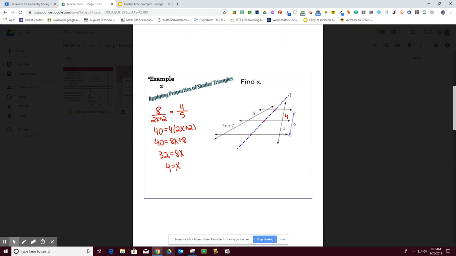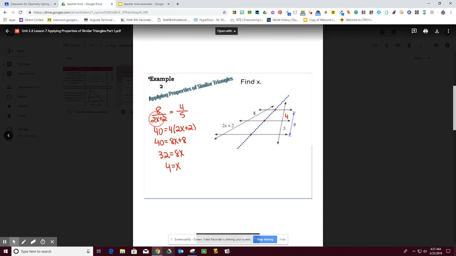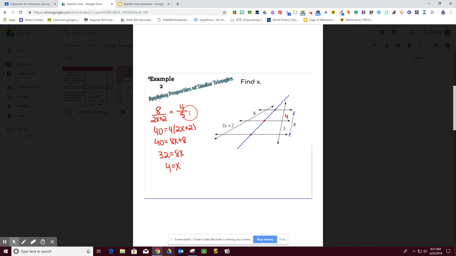For this one, I'm going to draw a line again, and I'm not going to cross the sides. So 8 is to 2x plus 2. 9 minus 5 is 4. 4 is to 5. So 8 over 2x plus 2 equals 4 over 5. I go ahead and cross multiply, and then I have to distribute, and I solve for x.